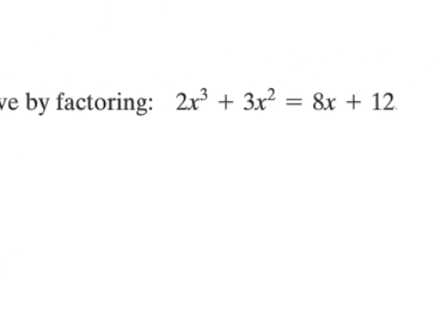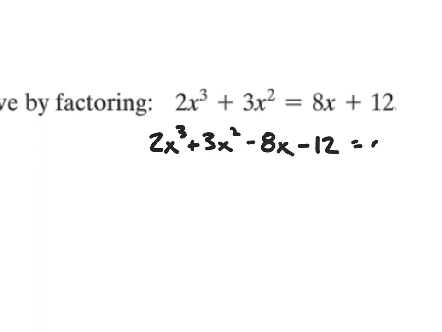Now this one's a little bit trickier. I'm going to have 4 terms here. Same thing, I'm going to set it equal to 0. So I'm going to do 2x cubed plus 3x squared minus 8x minus 12 is equal to 0.